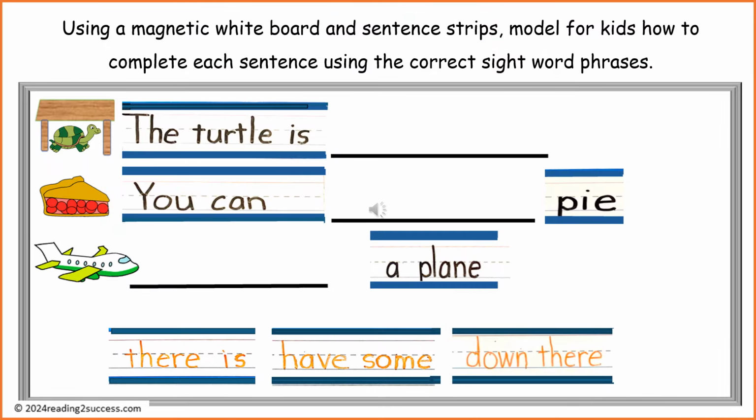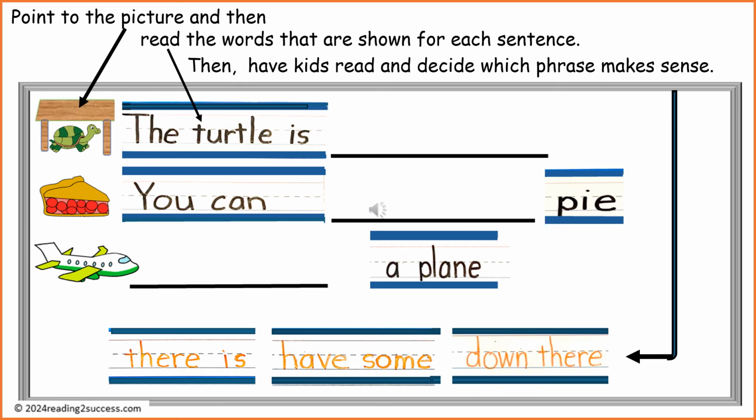Using a magnetic whiteboard and sentence strips, model for kids how to complete each sentence using the correct sight word phrases, there is, have some, or down there. Begin by pointing to the picture because it will help them with meaning, and then read the words that are shown for each sentence. Then have kids read and decide which phrase makes sense.